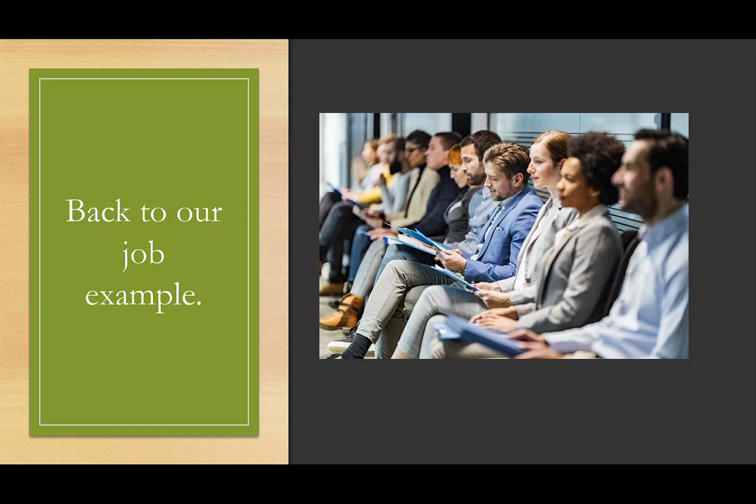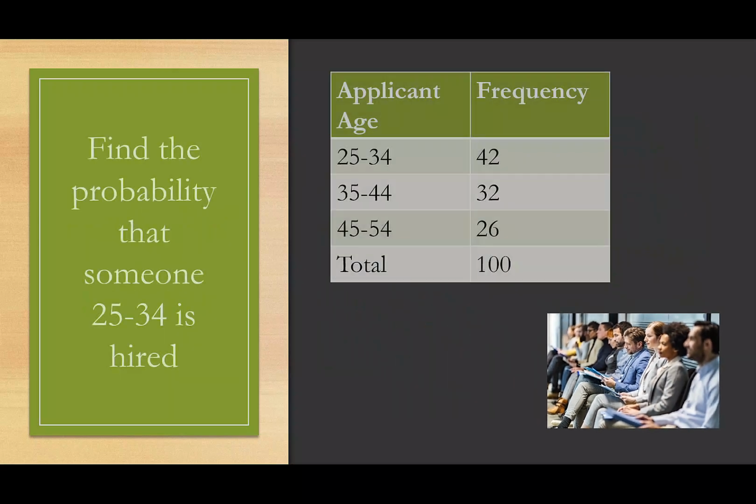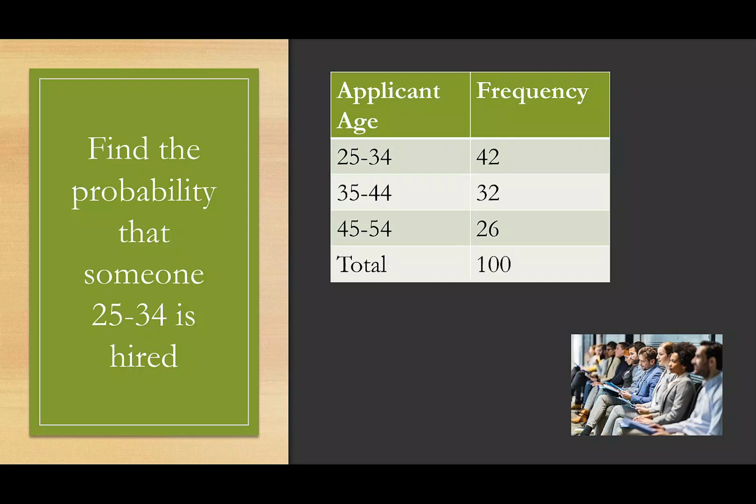Let's go back to our job example. If we were given a frequency distribution of the applicant ages and wanted to find the probability that someone 25 to 34 is hired, we could say the probability of 25 to 34 is the frequency 42 over 100, which is 42%. We formed our probability by looking at the number of ways the event could occur divided by the total in our sample space.